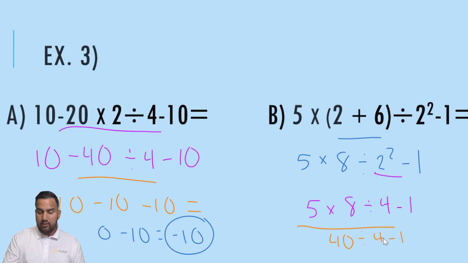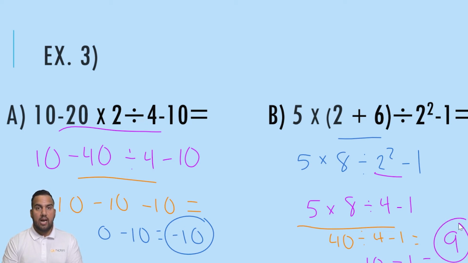I'm copying everything down. And I'm going to work this out. 40 divided by 4 is 10. 10 minus 1 is equal to 9. And that's my final answer, 9.